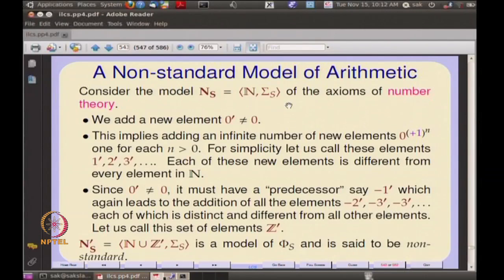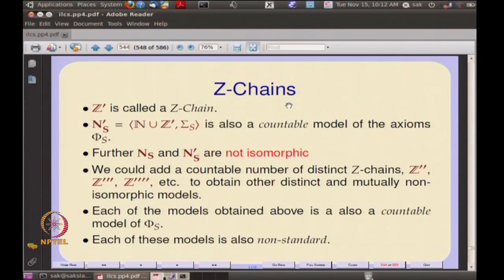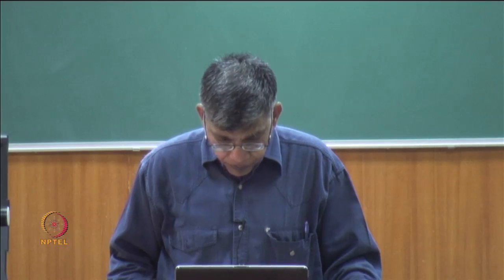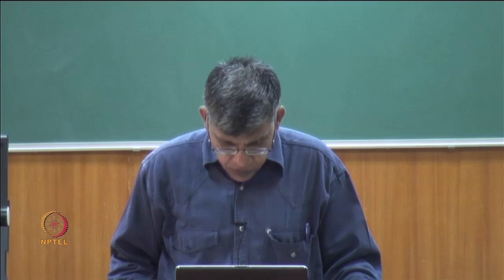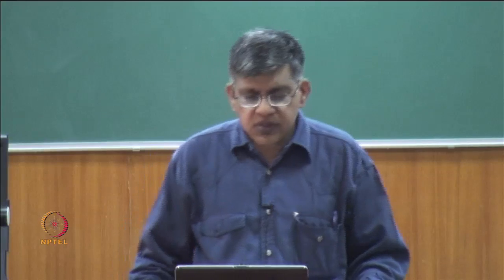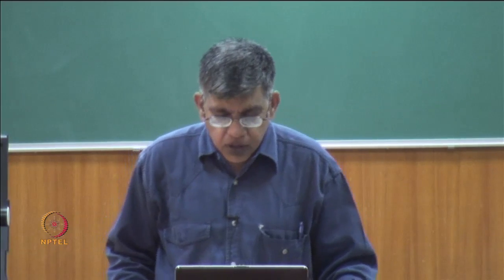Right. So, we had non-standard models and we had what are known as Z-chains. Basically, you can create various images of the integers, all distinct and not isomorphic to each other, and you can actually create a countable number of them in a non-standard model. So, there are a countable number of non-standard models of arithmetic. So, those were some first order theories. Now let us progress towards logic programming.